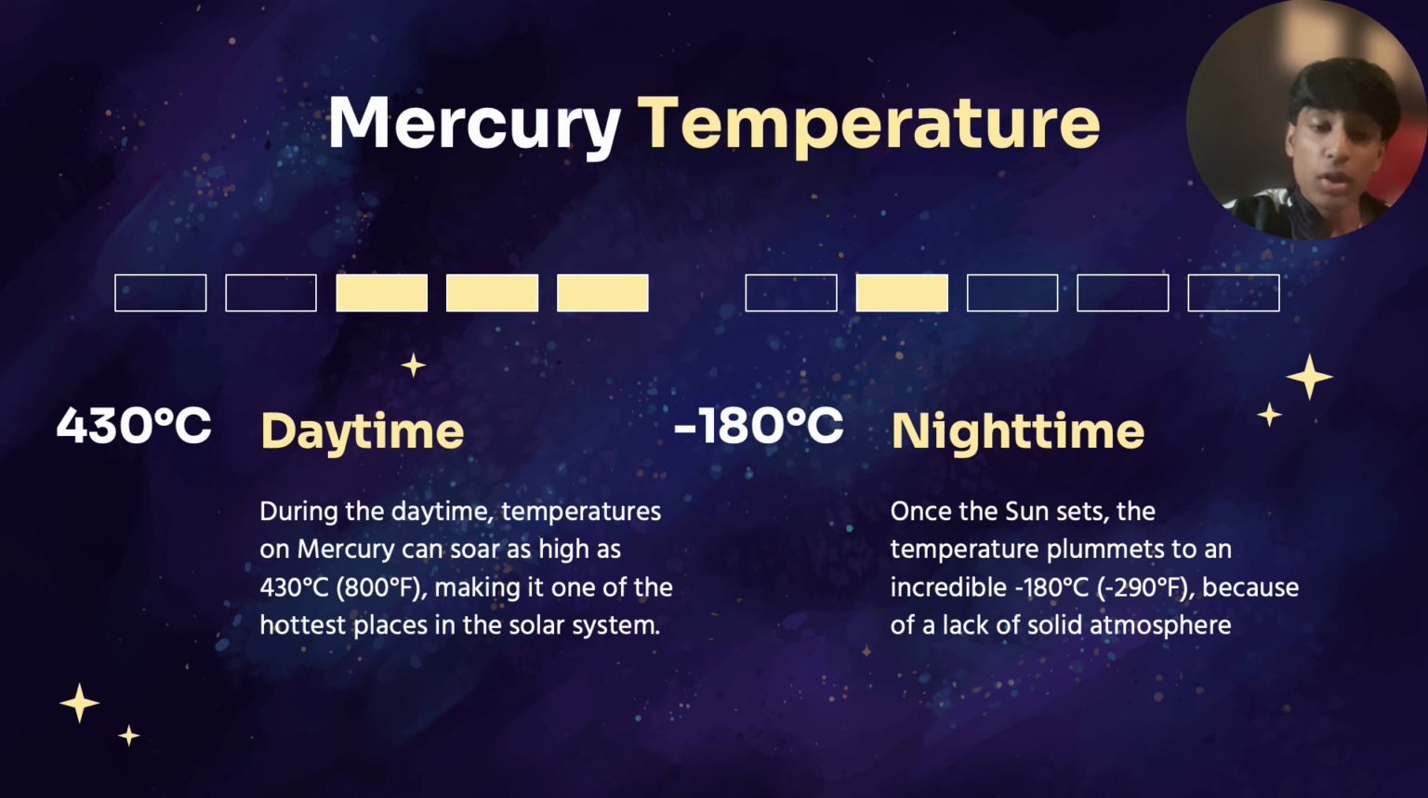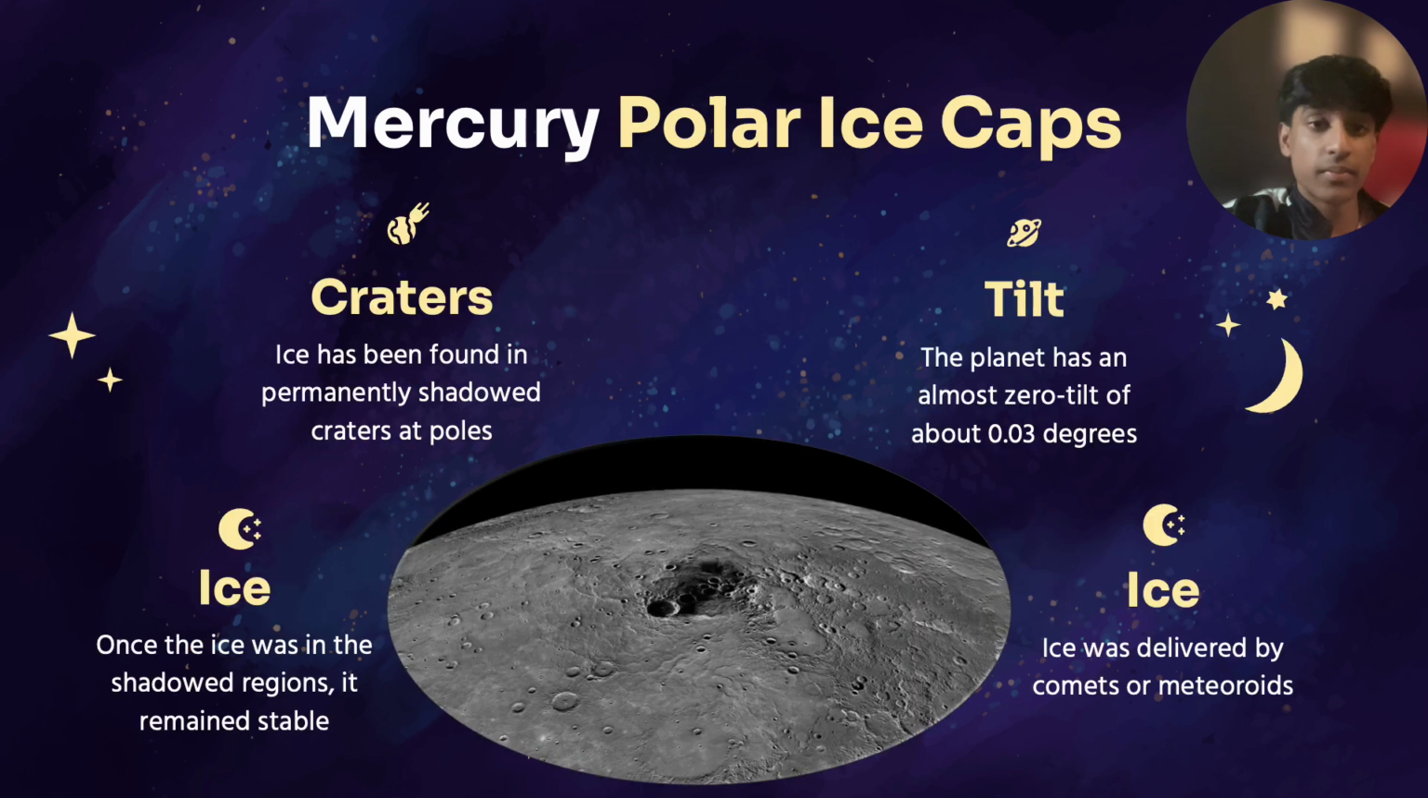Additionally, because Mercury rotates so slowly, any given spot on its surface experiences prolonged exposure to sunlight, followed by extended periods of darkness. This slow rotation, combined with the inability to retain heat, results in these dramatic temperature extremes. But even in such a hot and cold world, scientists have discovered something unexpected: ice.